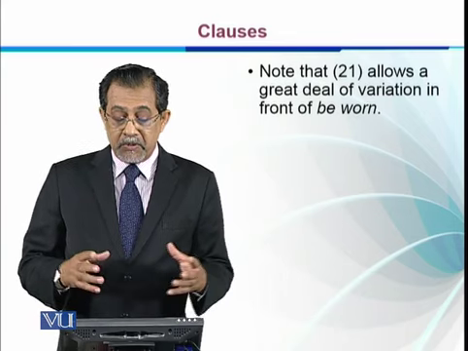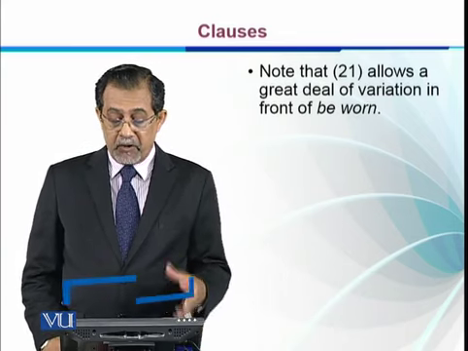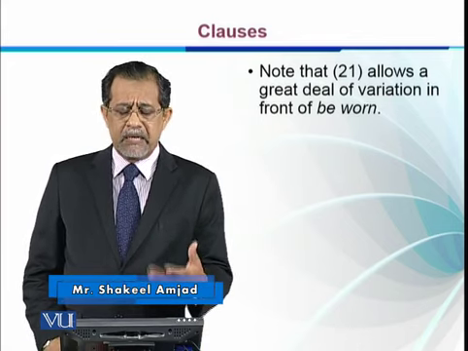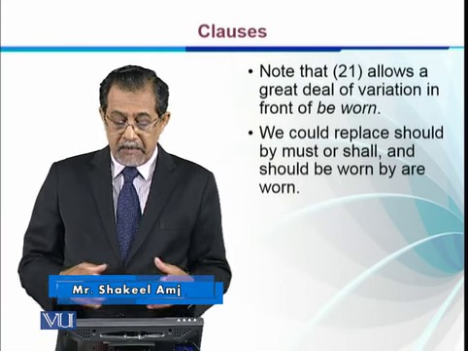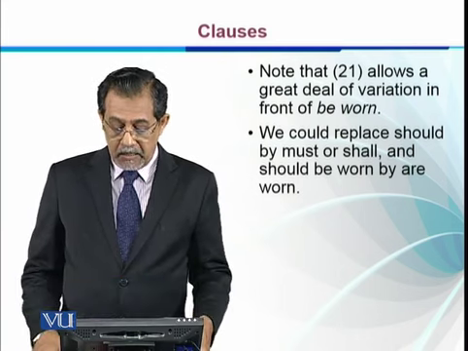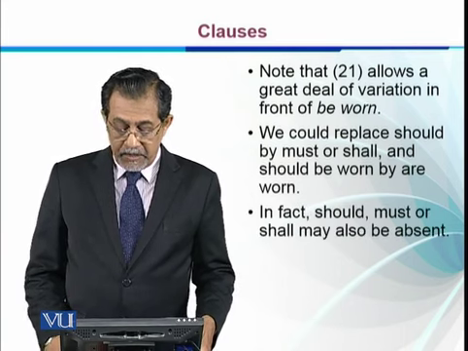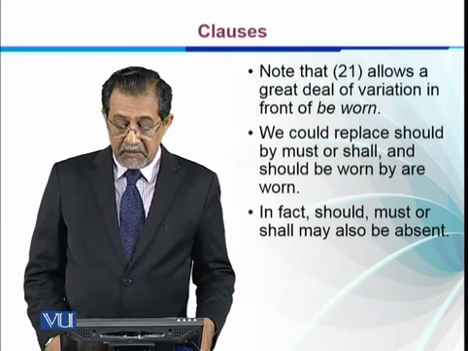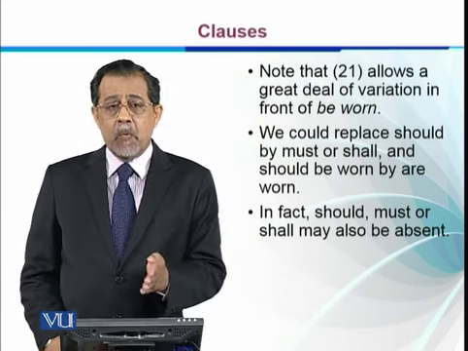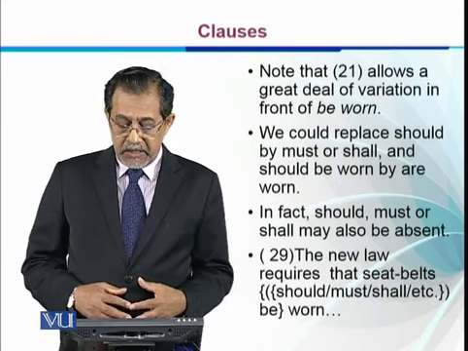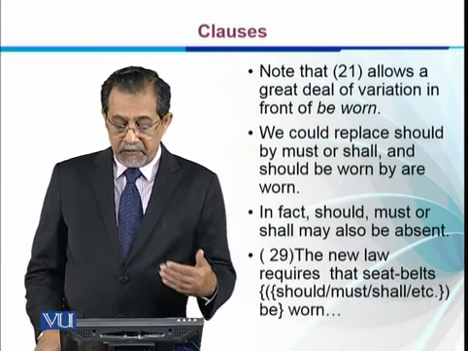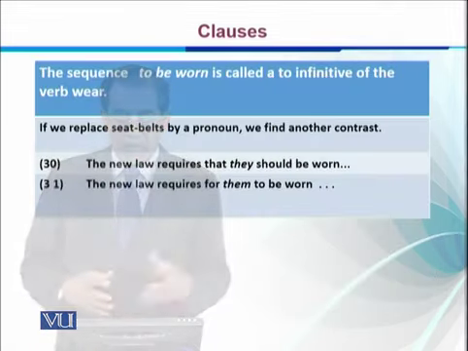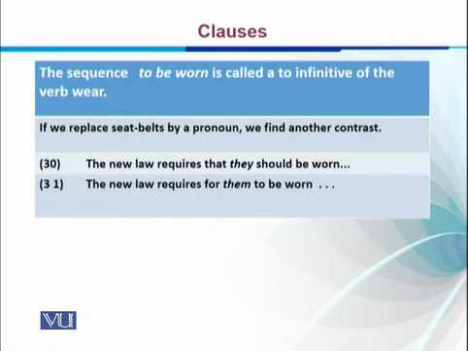Note that 21 allows a great deal of variation in front of be worn. We can use should be worn, must be worn, etc. We could replace should by must or shall, and should be worn by or are worn. In fact, should, must and shall may also be absent. We can simply say be worn. The new law requires that seat belt be worn. Instead of should be worn, we can simply say be worn. So the sequence to be worn is called an infinitive of the verb wear.